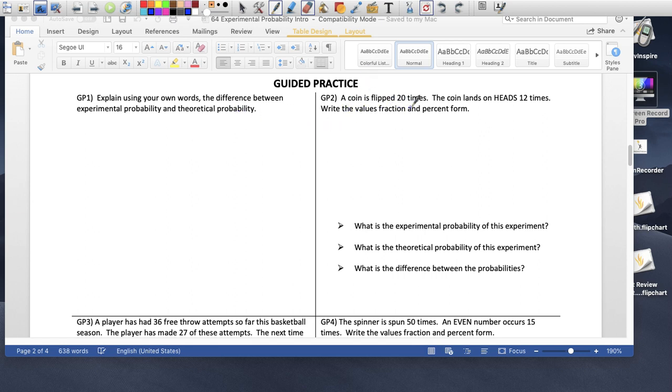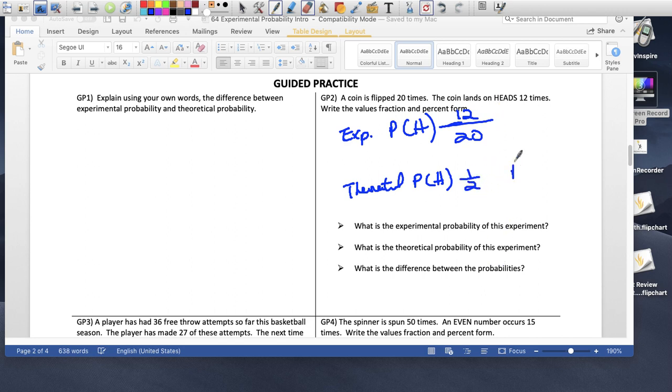A coin is flipped 20 times. So in our experiment, the experimental probability of landing on heads: how many times did we flip the coin? We flipped it 20 times. And how many times did it land on heads? 12 times. Our theoretical probability, before I do the experiment, what was the probability of landing on heads? Well, the probability of landing on heads in our theoretical probability is 1 out of 2. What's the difference between the two probabilities?